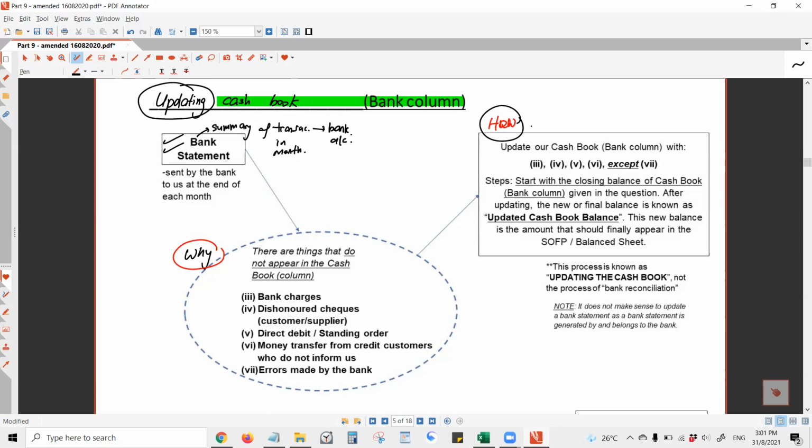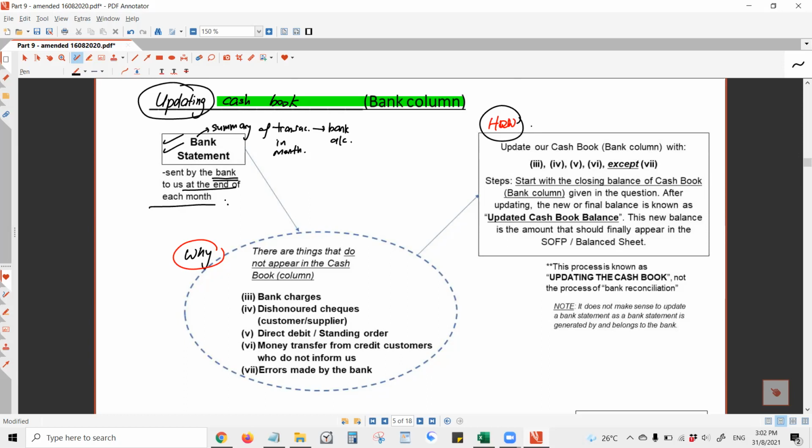That means if you have received the bank statement, it will show you all the inflows and outflows that happen throughout the month in your bank account. You can see on which day money goes out and on which days money comes into your bank account. That's what a bank statement tells you. And it is sent by the bank to the account holder at the end of each month. It is always sent monthly.